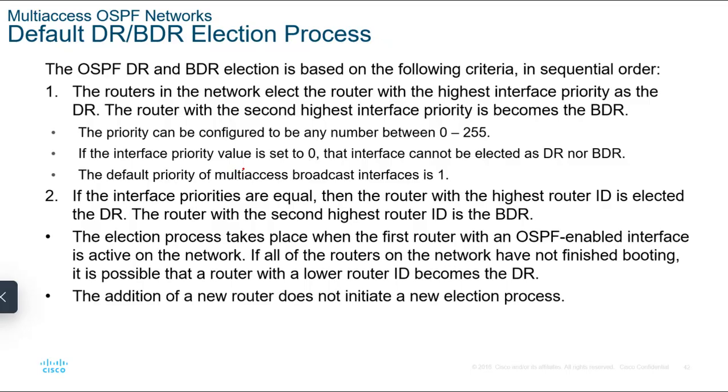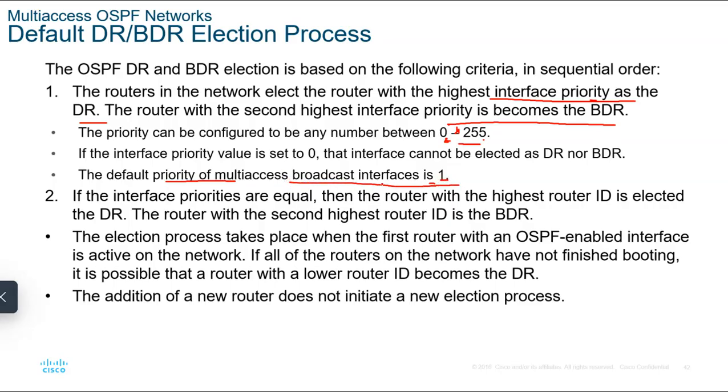Now on the default DR/BDR election process, we looked at the steps. The router in the network with the highest interface priority is elected as the DR. The router with the second highest interface priority becomes the BDR. Most of the time the priority is 1, but it ranges from 0 to 255. If you set the interface priority to 0, it will never participate. The default priority for multicast is 1.